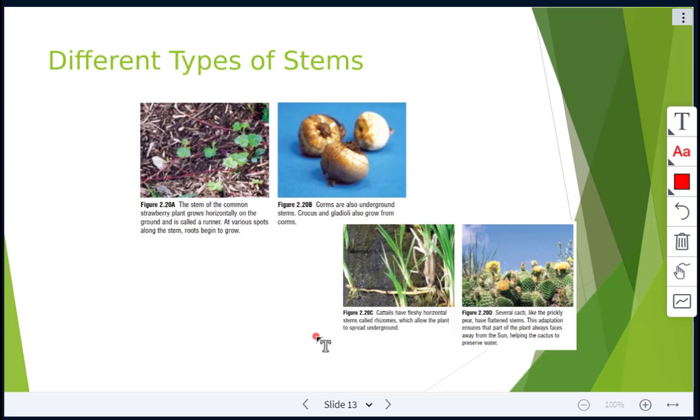Cattails, they have these fleshy horizontal stems that are called rhizomes. It allows the plant to spread underground. And then here we have cacti. They have flattened stems, and that adaptation is very important because they need to preserve water, because cacti are usually growing in desert environments. So that adaptation, that flattened stem, it allows part of the plant to face away from the sun, and that'll help preserve water.